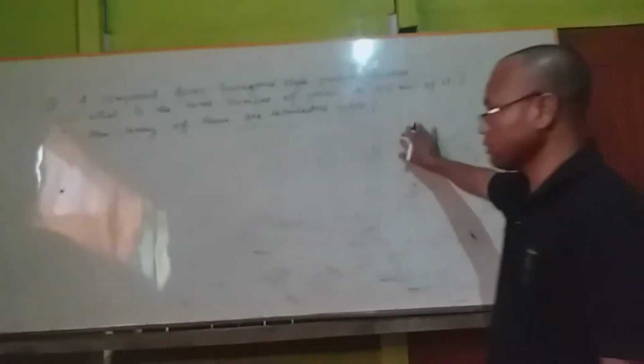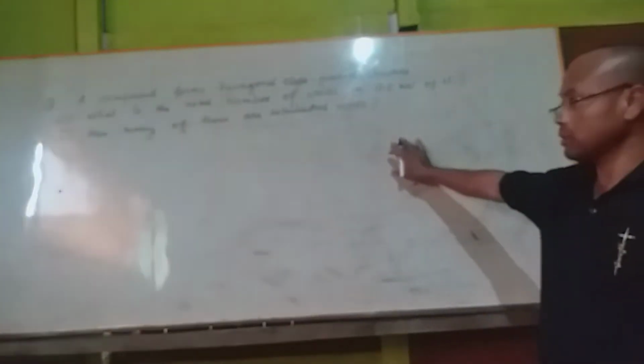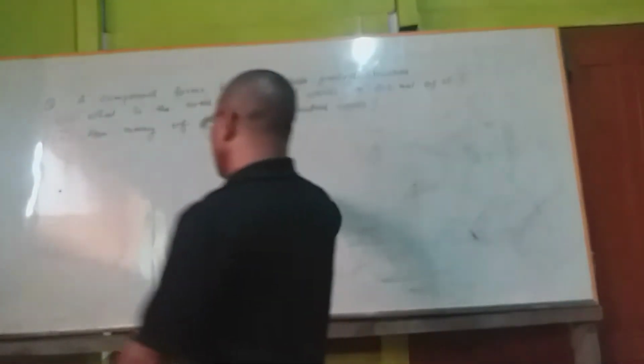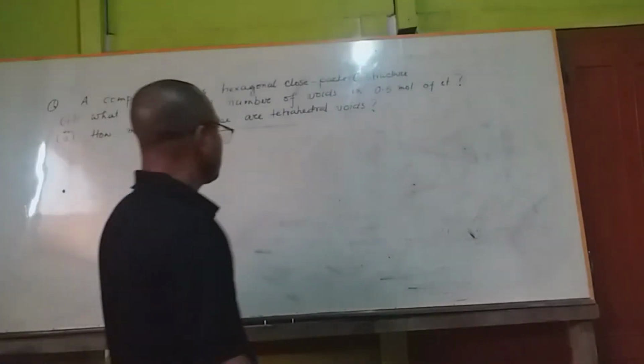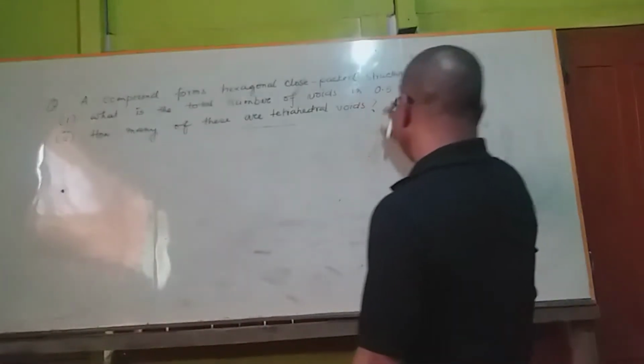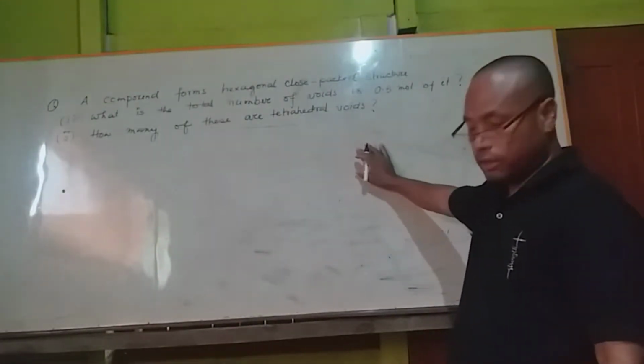Here is the question from a solid state class 12 standard. So what is the question? A compound forms a hexagonal close-packed structure. What is the total number of voids in 0.5 moles of it, and how many of these are tetrahedral voids? So here is the solution.